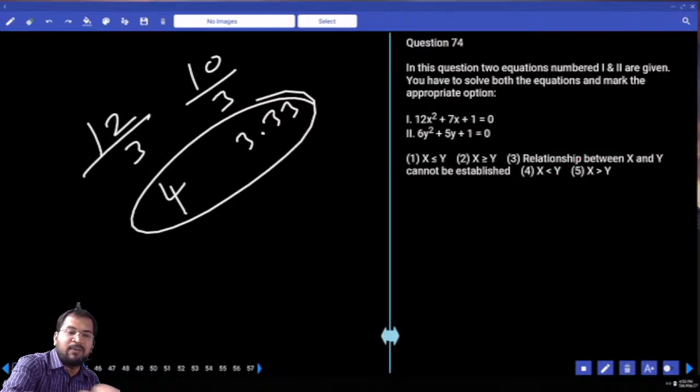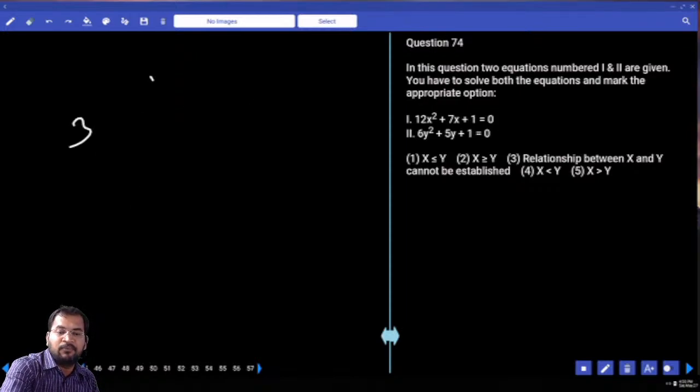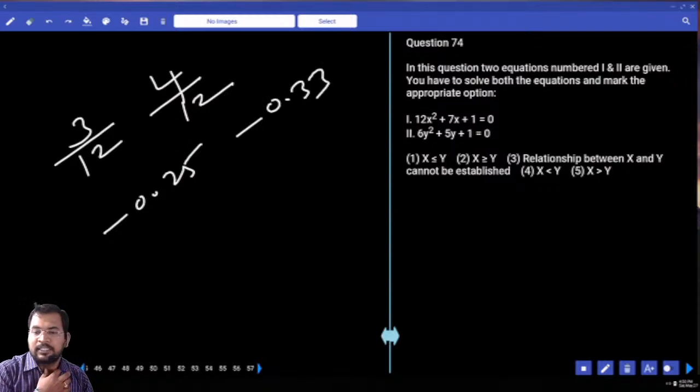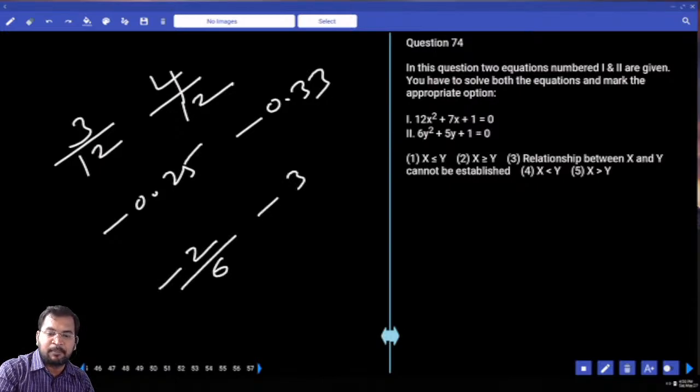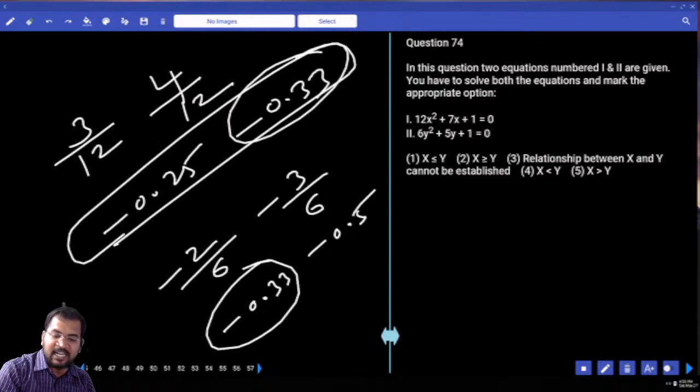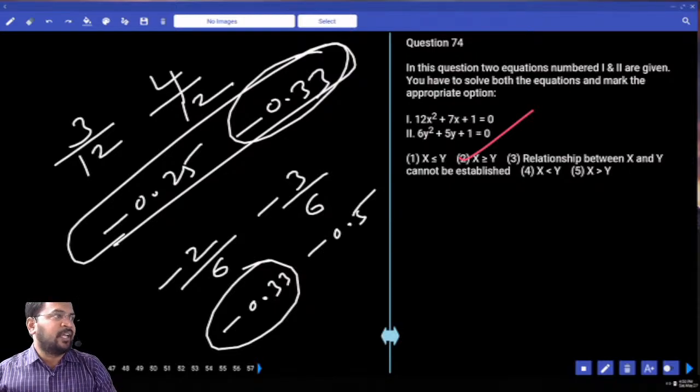Now tell me, 12 ones are 12. 3/12 and 4/12 are minus 0.25 and minus 0.33. Next, minus 2/6 and minus 3/6, that is minus 1/3, 0.33, and minus 1/2, 0.5. X is always greater, but sometimes x greater than or equal to y. Are you ready?